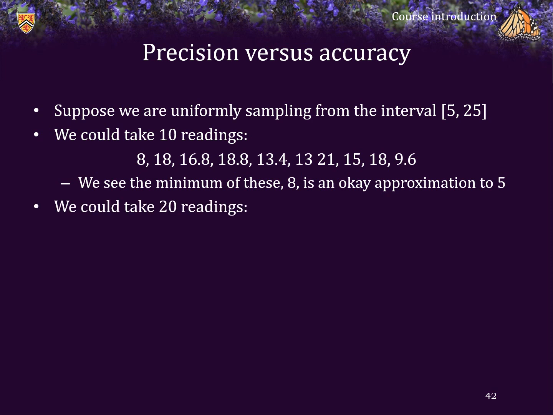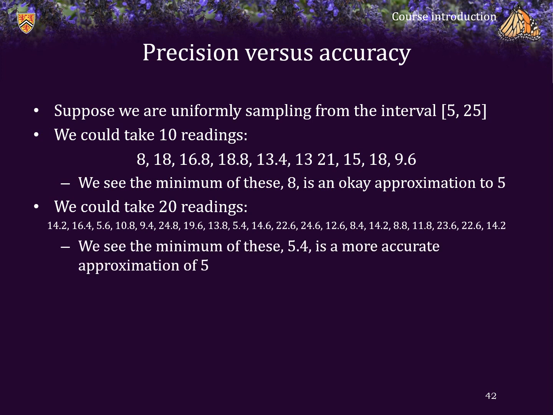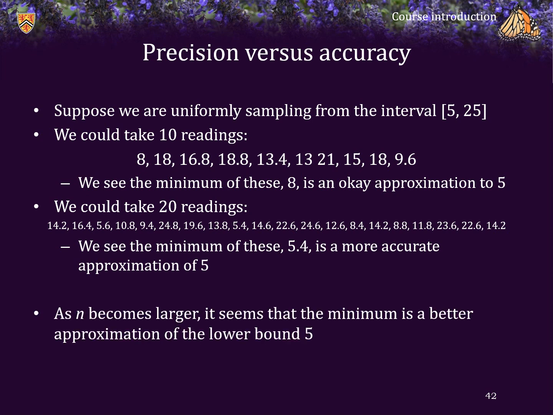We could instead increase it to 20 readings. Here are 20 readings. Now, if we take the minimum of these, which is 5.4, that is a more accurate approximation of the lower bound 5. So as the number of samples we take becomes larger, the minimum of the samples becomes a better and more accurate approximation of the lower bound 5.